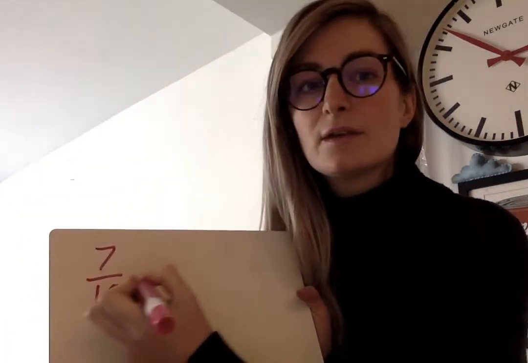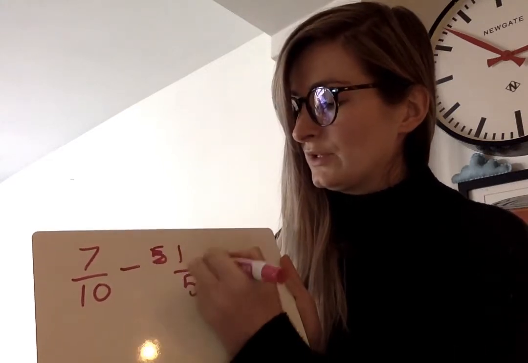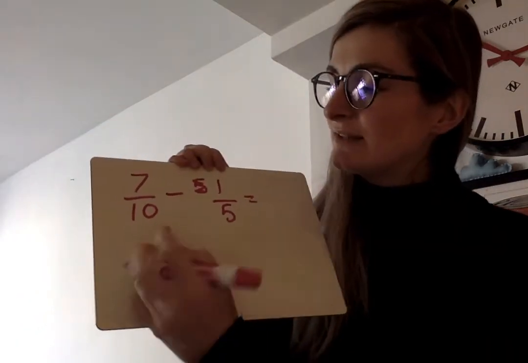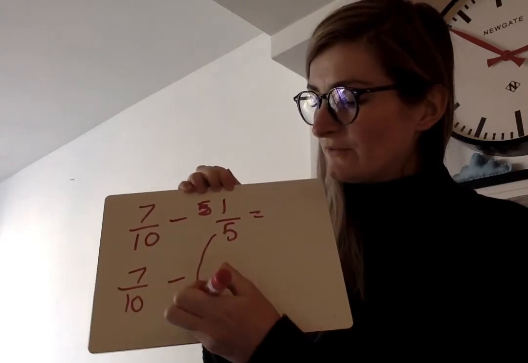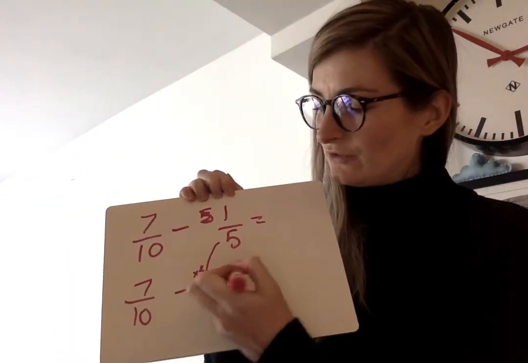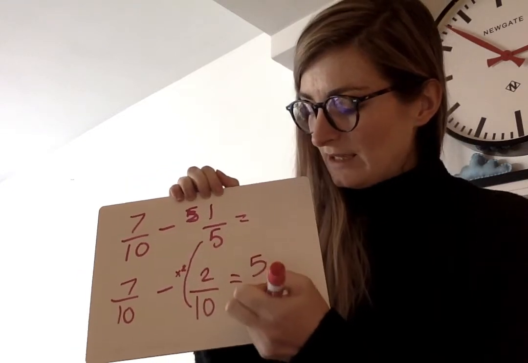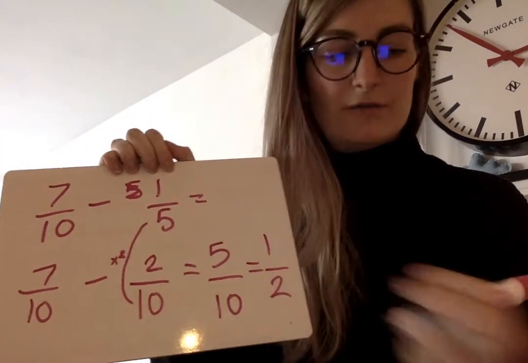The first one was 7/10 subtract 1/5. We can't subtract these because they have different denominators. The lowest common denominator is 10, so I can keep 7/10 the same. 1/5 into tenths, 5 into 10 is times 2. So 1 times 2 is 2. I can now subtract these. 7 subtract 2 is 5, and the denominator stays the same. What is 5/10 the same as? 1/2. Good job, you got that first one right.